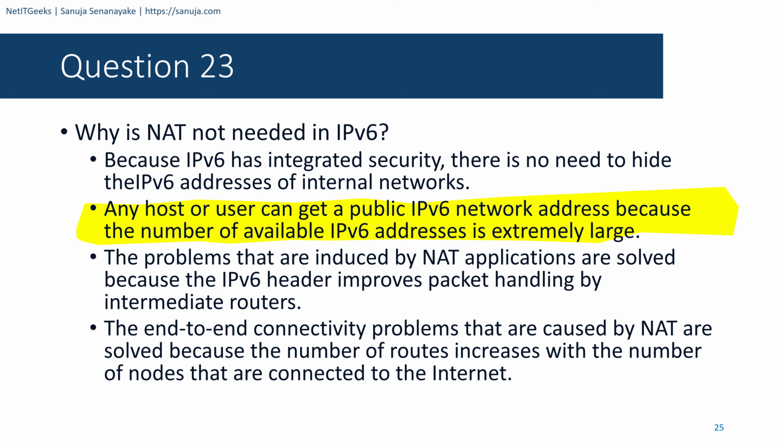So network address translation is not needed in IPv6 because the host can get a public IPv6 network address, since the number of available IPv6 addresses is extremely large. Yes, there are IPv6 private addresses, which you don't need to know much about in CCNA 1, I don't think. But you can watch my lecture videos for more details on this. So NAT is not needed in IPv6 because you have a large number of available IPv6 addresses.